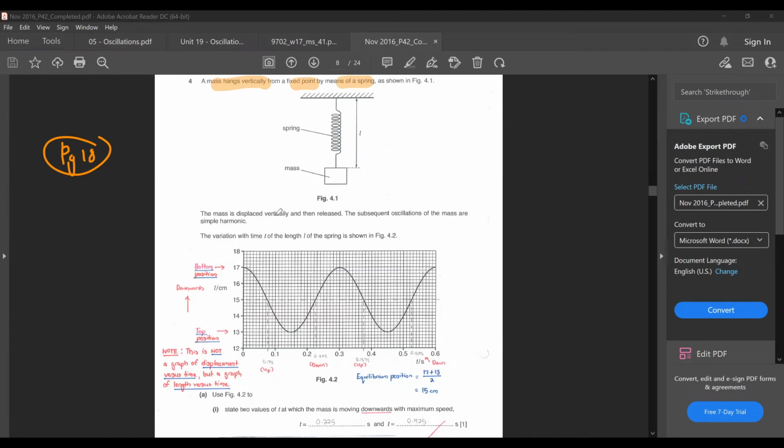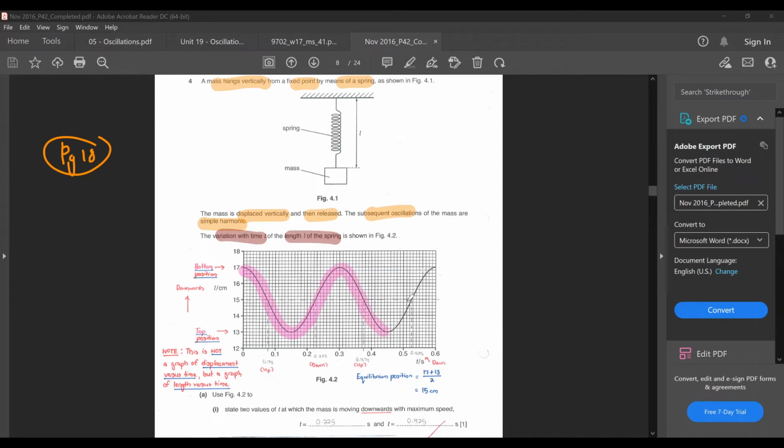The mass is displaced vertically and then released. The subsequent oscillations of the mass are simple harmonic. And from here, the variation with time t of the length L of the spring is as shown in the figure below. So this is the graph that you are having right now.